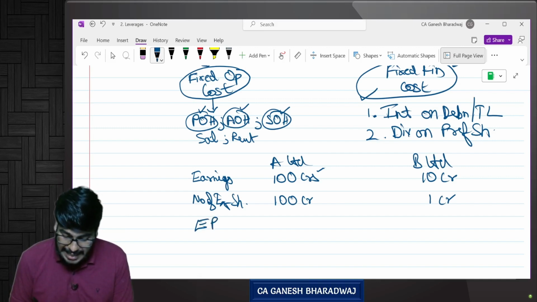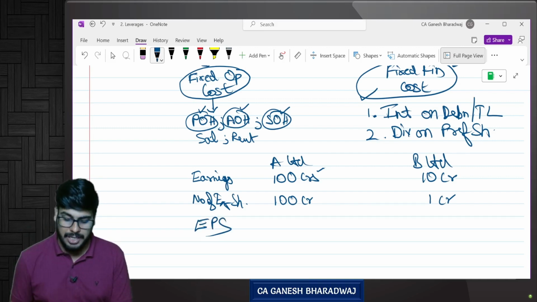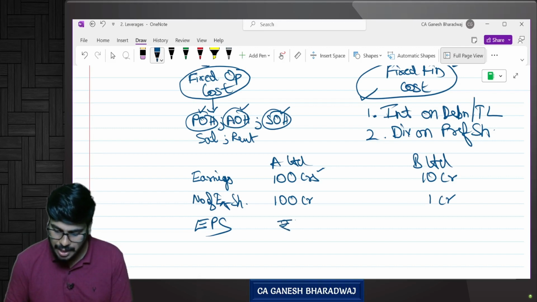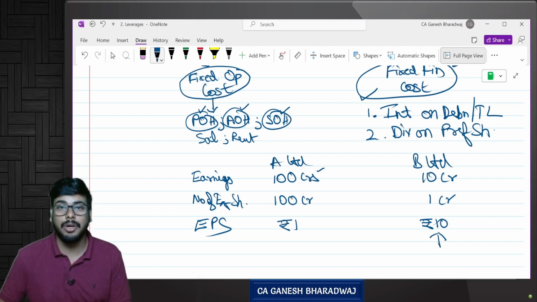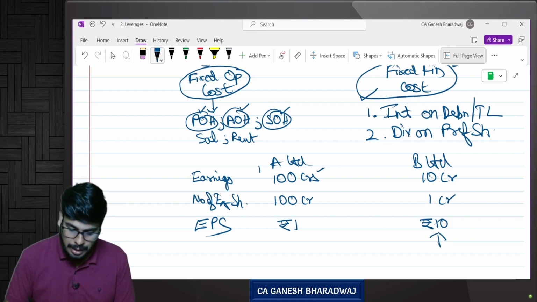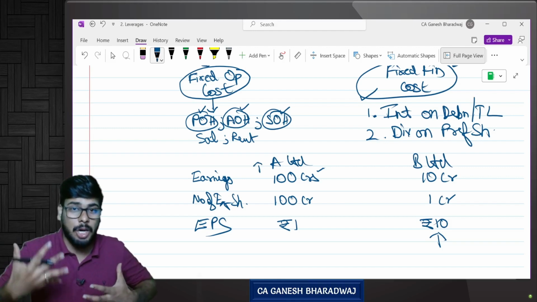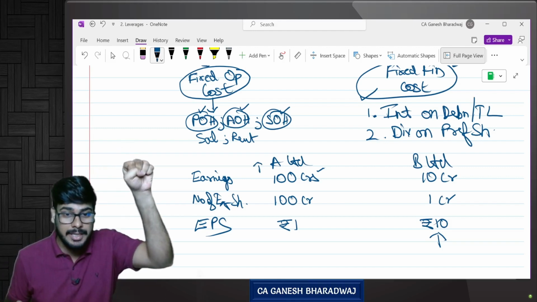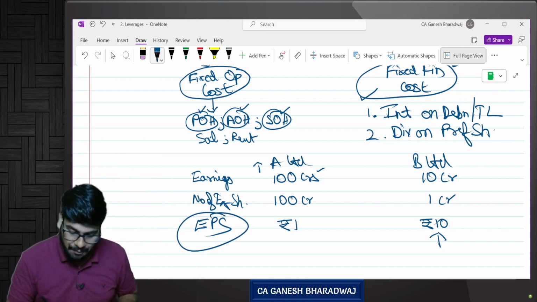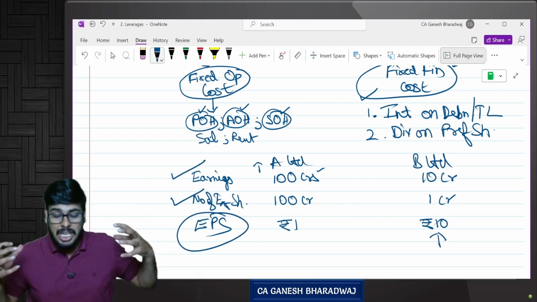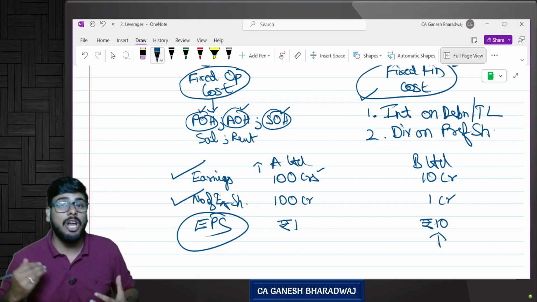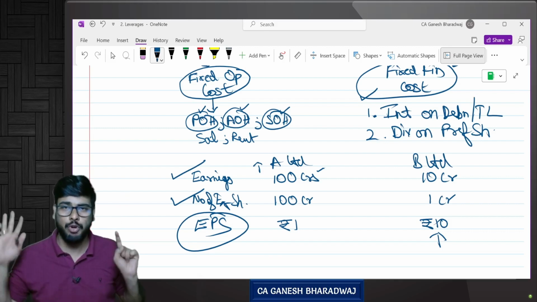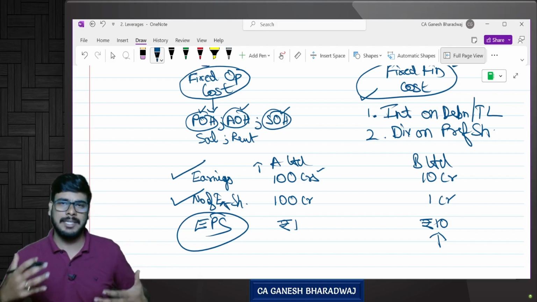Now you tell me, earnings per share, every share will generate an earnings of how much? In case of A Limited, it will generate 1 rupee. Whereas in case of B Limited, it generates 10 rupees. So if you see, for B Limited, the EPS is more, whereas in terms of total earnings, it is more for A Limited. So please don't jump to the conclusion that more earnings means more EPS. No. EPS is a function of earnings and the number of shares. So earnings and number of shares both will have to be considered to arrive at your EPS. So always remember, more earnings does not equal more EPS. Have this in your mind because this is the general misconception that students have.